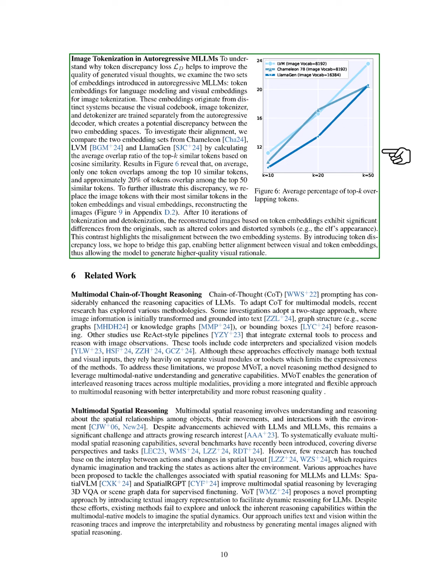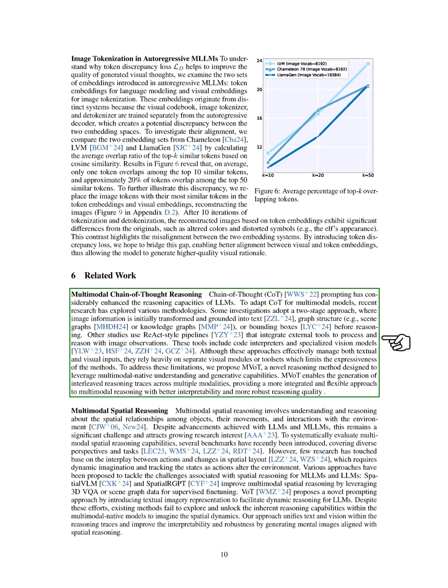To illustrate this issue, we replace image tokens with their closest matches in both embedding types and reconstruct the images. After several iterations, the reconstructed images show significant differences from the originals, highlighting the misalignment. By introducing token discrepancy loss, we aim to improve the alignment between visual and token embeddings, which should enhance the quality of visual reasoning. We also discuss multimodal chain-of-thought reasoning.